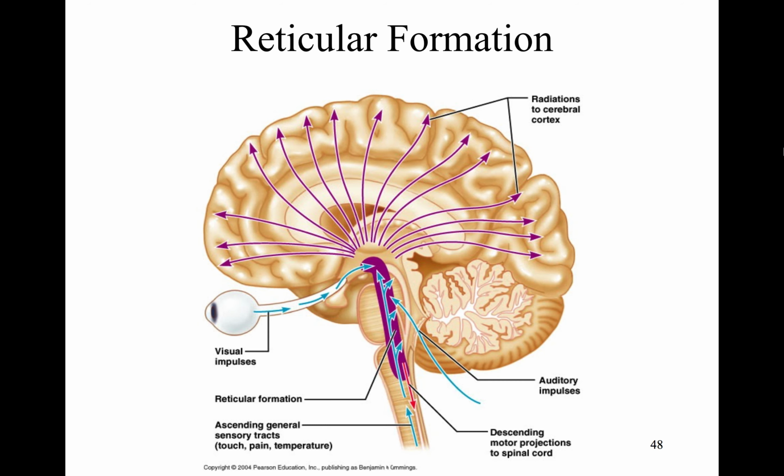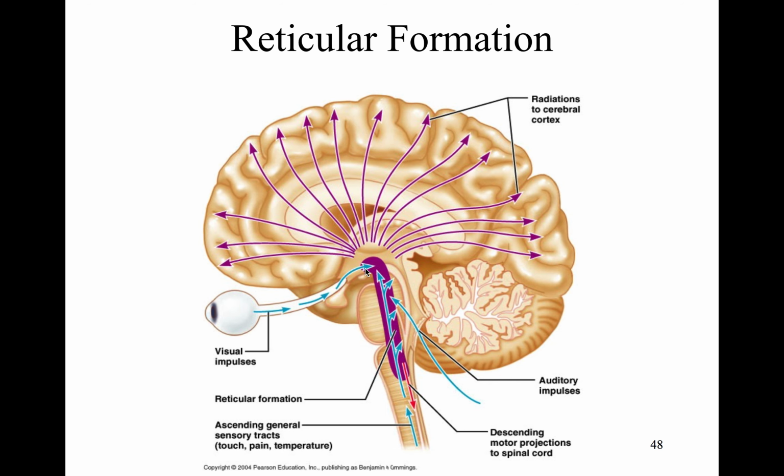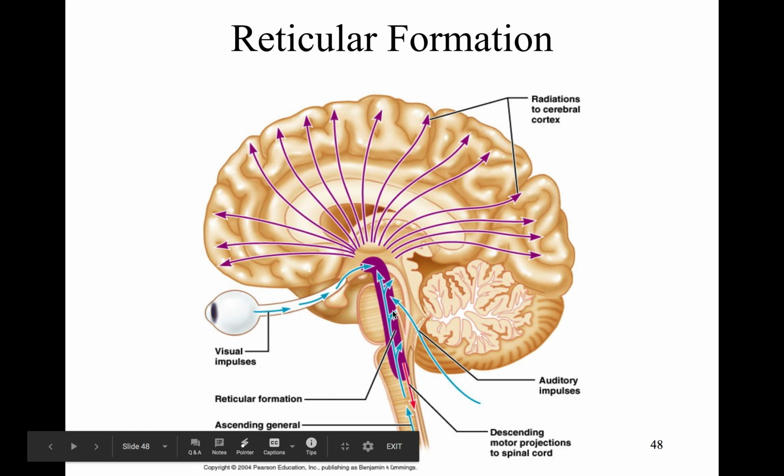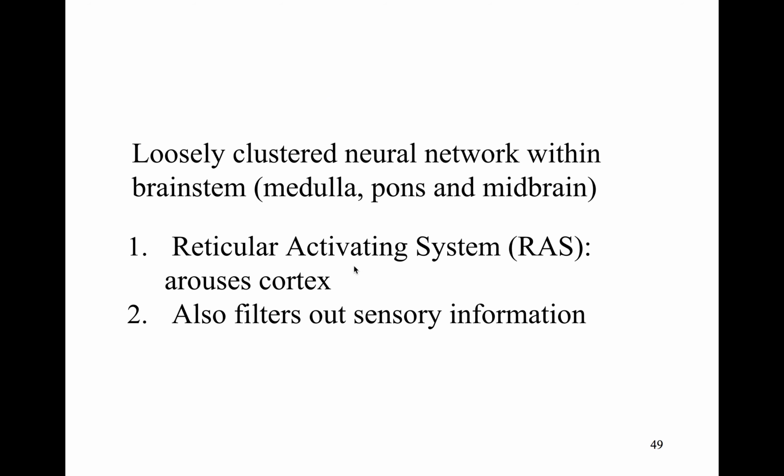The second functional brain system is reticular formation. The reticular formation is a cluster of loose neurons at the central core of our brainstem. It extends down through the core of the brainstem, from the midbrain to the pons to the medulla oblongata, and it's composed of loosely clustered neurons known as the reticular activating system.